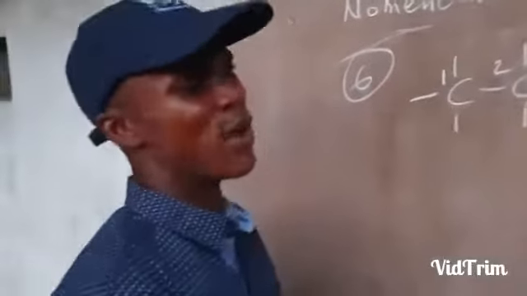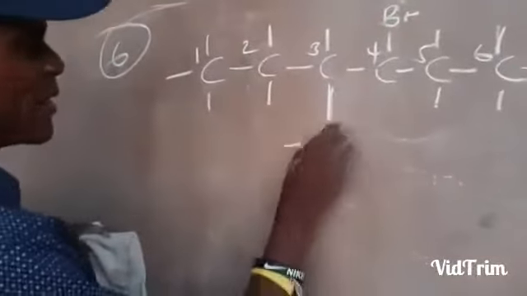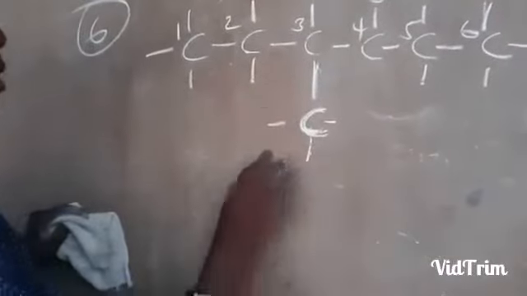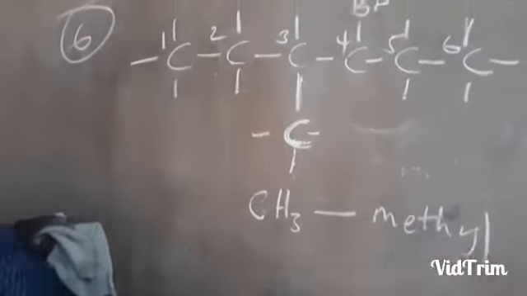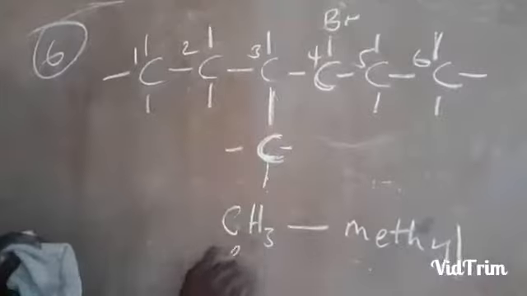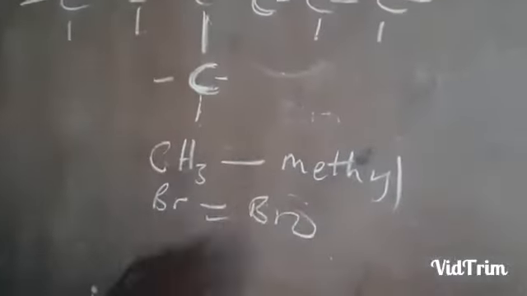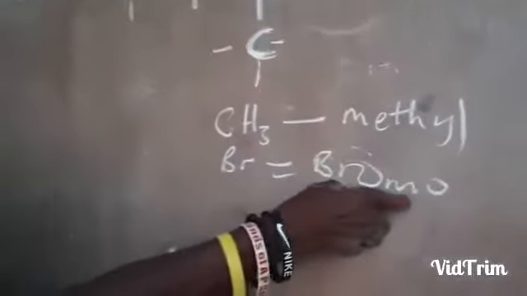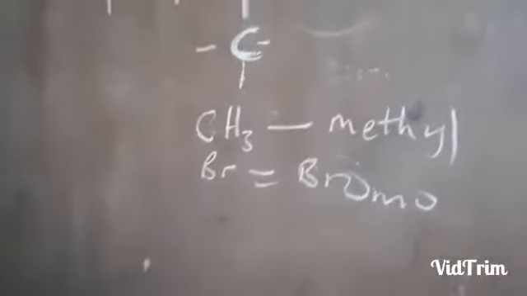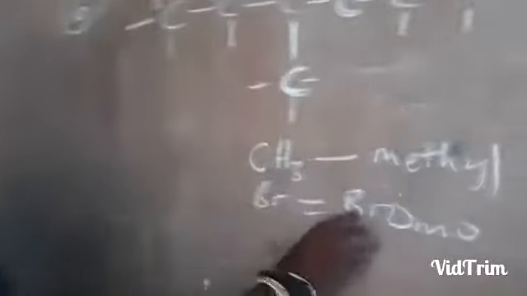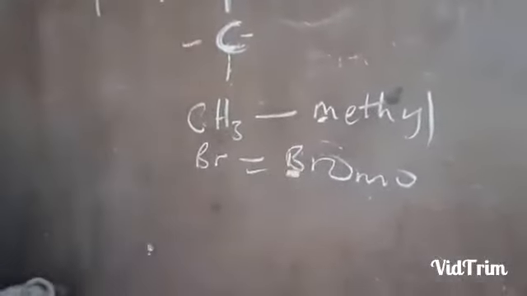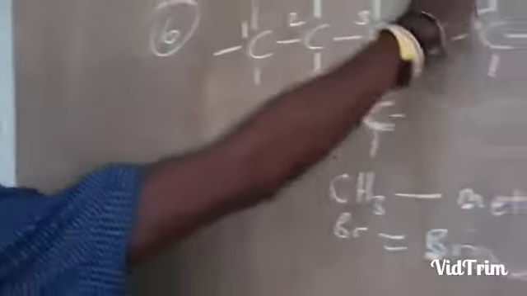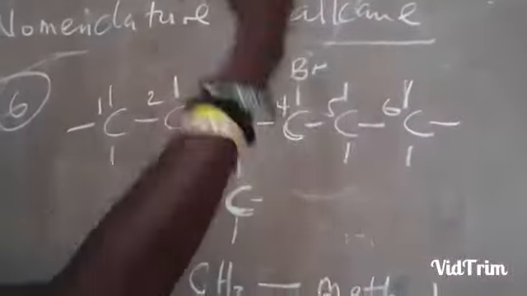Let us now identify the branches that are here. One of the branches is one carbon atom here. We have one carbon atom with 1, 2, 3 hydrogen atoms. And when that happens, the name is methyl. The other branch here is Br, and Br is bromo. The rule says when two different branches, methyl and bromo, are present, you name them alphabetically. Therefore, B comes before M. So we name bromo first before we go to methyl.